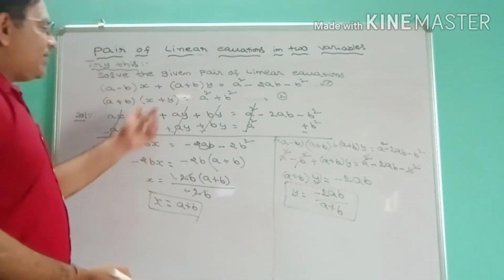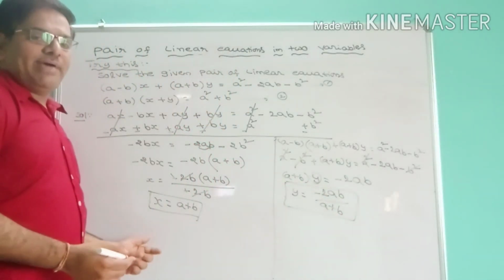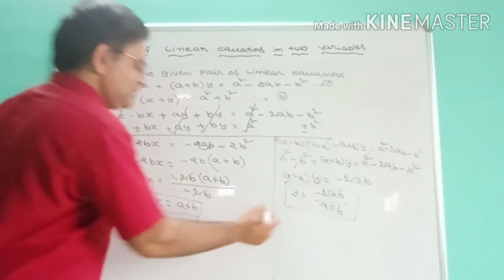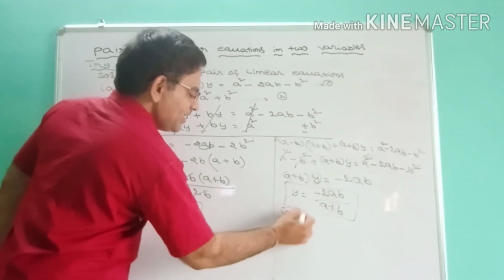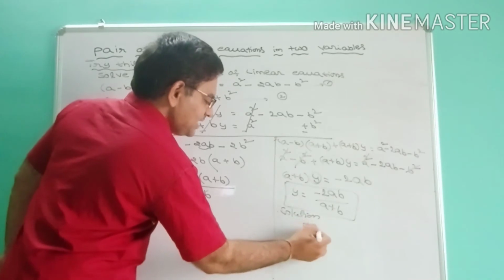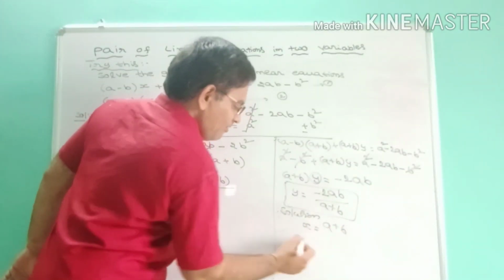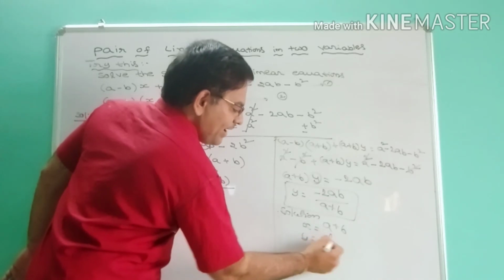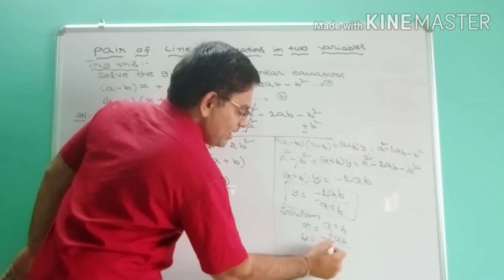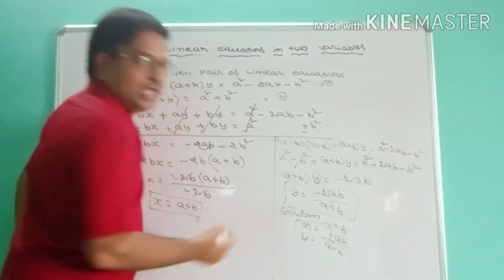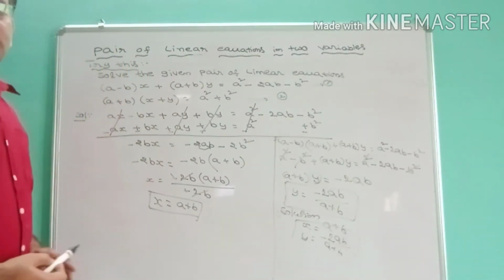So for this equation, the solution is x equal to a plus b, y equal to minus 2ab by (a plus b). This is a very important model question.